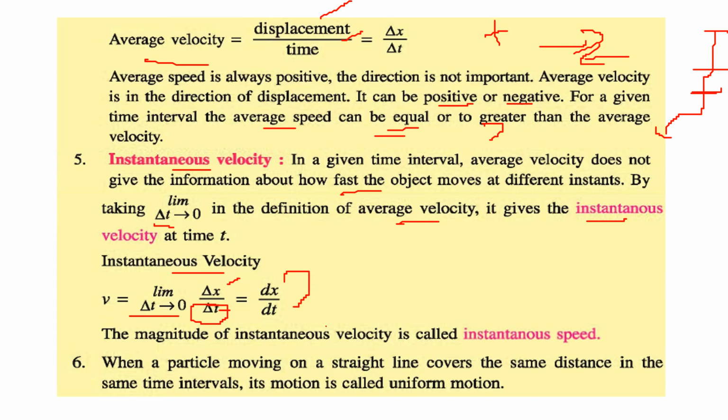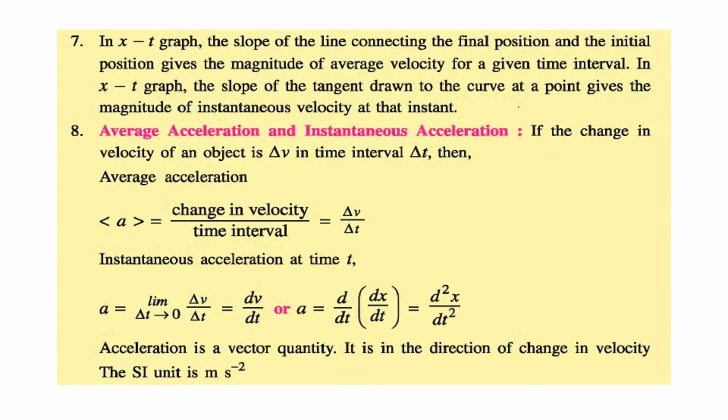So the magnitude of instantaneous velocity is called the instantaneous speed. When a particle is moving in a straight line, it covers the same distance in the same time intervals, and its motion is called uniform motion. We have various graphs: xt graph, vt graph, at graph. In the xt graph, the slope of a line connecting the final position and initial position is x2 minus x1 by t2 minus t1. This is the slope, and this gives you the velocity at that instant.